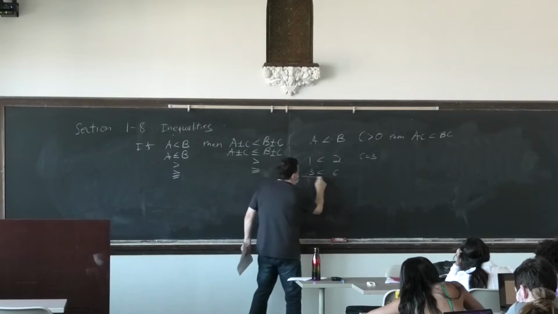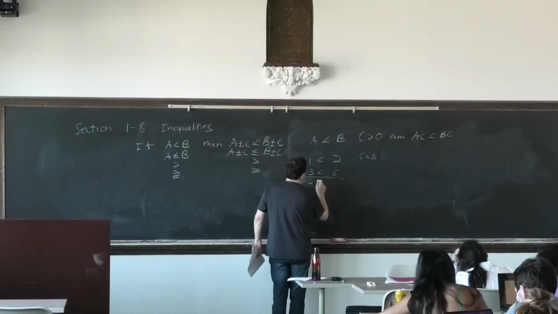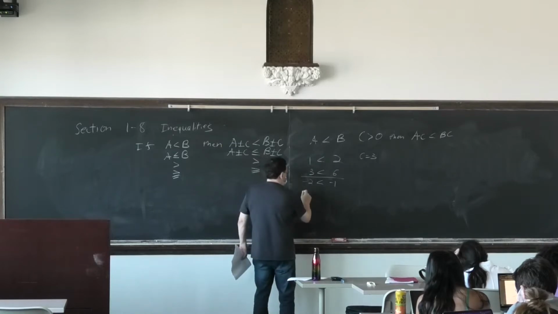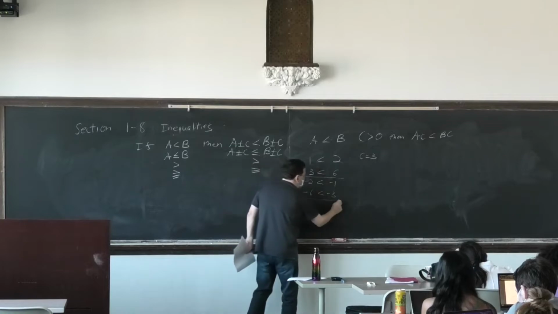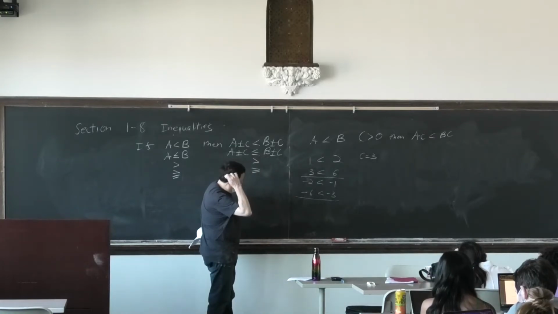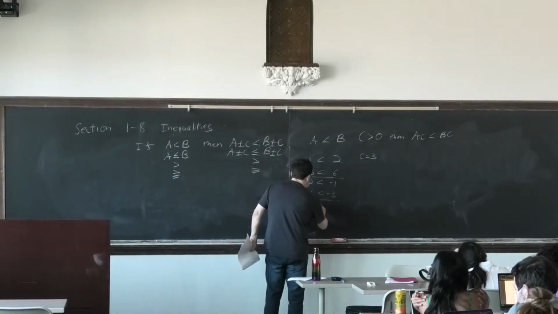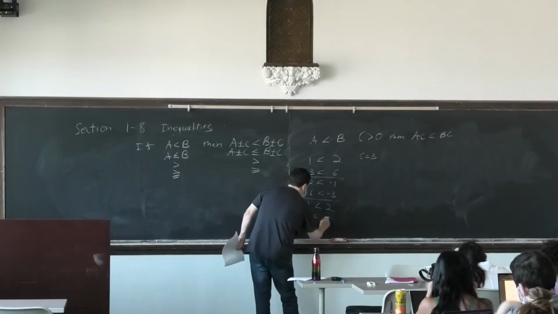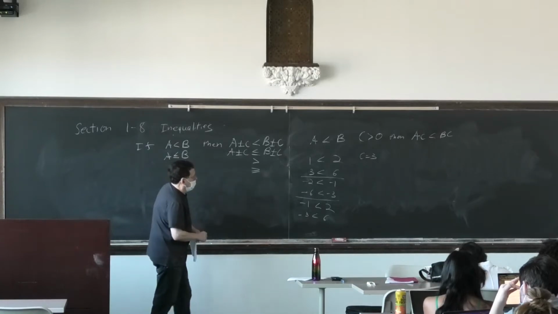But what if we're dealing with negative numbers? Negative 2 is less than negative 1. Then we multiply by 3. Sure, negative 6 is less than negative 3. What if just one of them is negative? Negative 1 is less than 2. Well, negative 3 is less than 6. So up and down the line, it kind of makes sense.